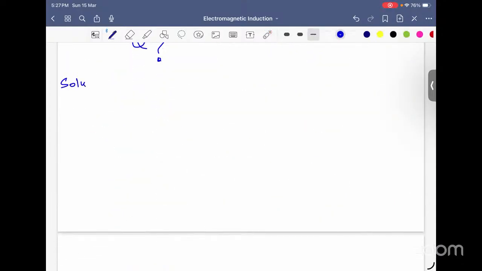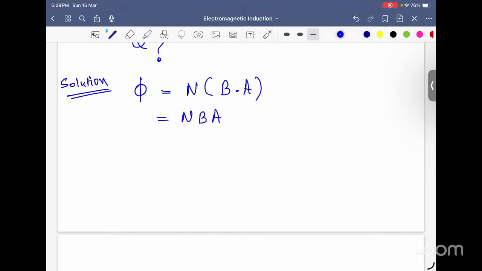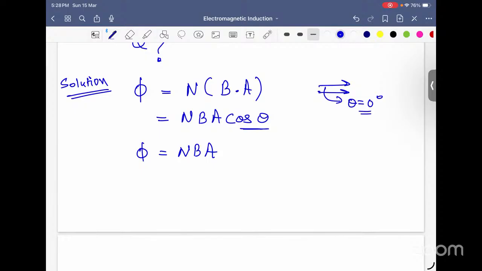Flux is equal to N B dot A, so we have N B A cos theta. Phi is N B A. Remember the axis is parallel, so for the parallel axis the angle is 0 degrees, and cos 0 is 1. So we have N B A.